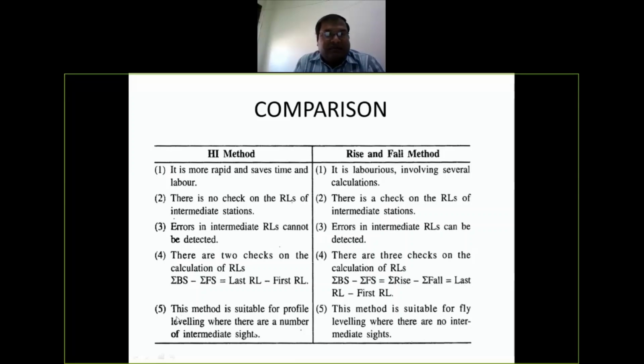And the last point in the comparison: the HI method is suitable for profile leveling, where there are a number of intermediate sights, whereas the rise and fall method is suitable for fly leveling, where there are no intermediate sights. So this is all about the comparison.